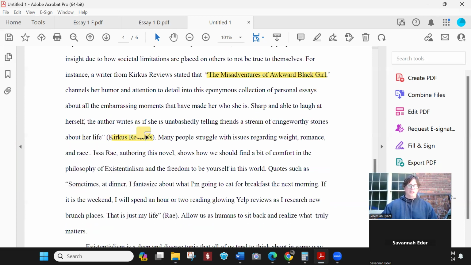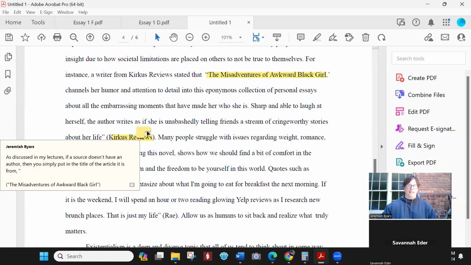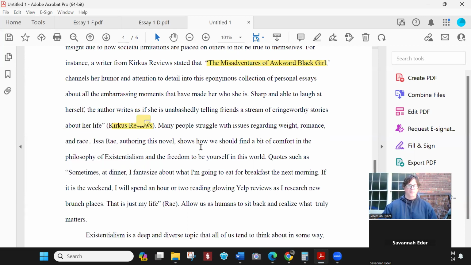This one, Kirkus Review, is a citing error. As discussed in my lectures, if a source doesn't have an author, then you simply put in the title of the article it is from.